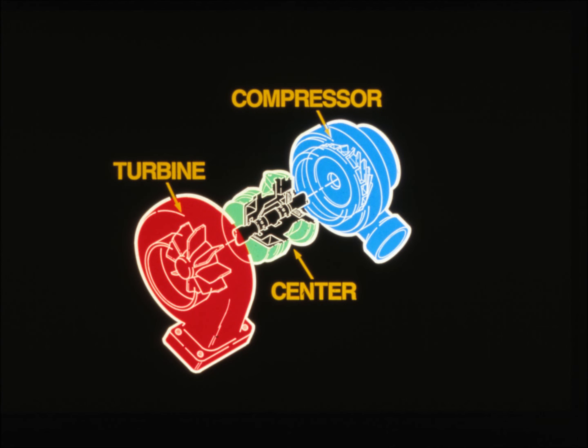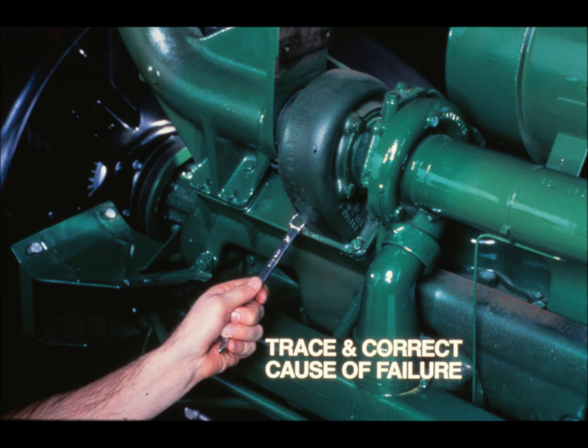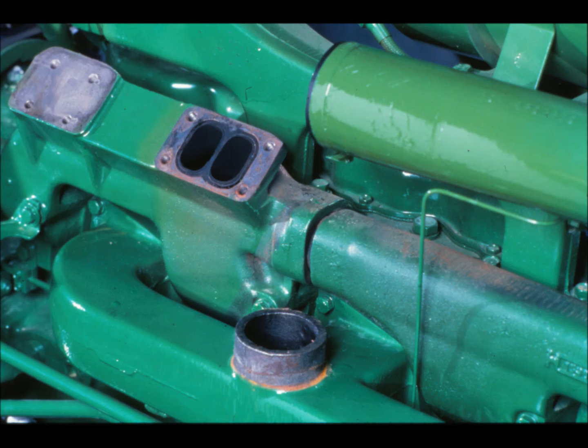To diagnose specifically why a failure occurred and what type of repair is needed, failure modes analysis is used. The cause of the failure is traced and corrected. Failure modes analysis is critical on turbochargers because the results may indicate that a complete engine failure modes analysis is required to find and correct the cause of the turbocharger failure. Often, failure modes analysis will show that the turbocharger has not failed.